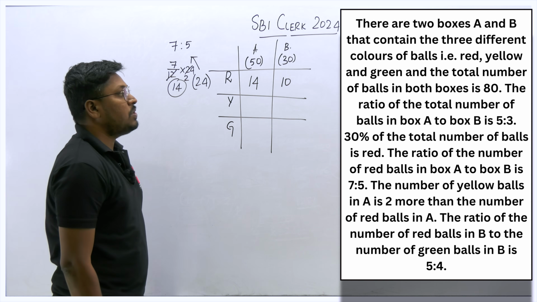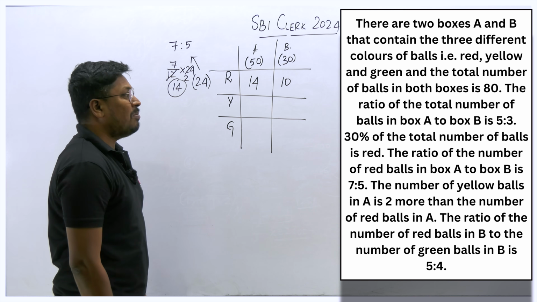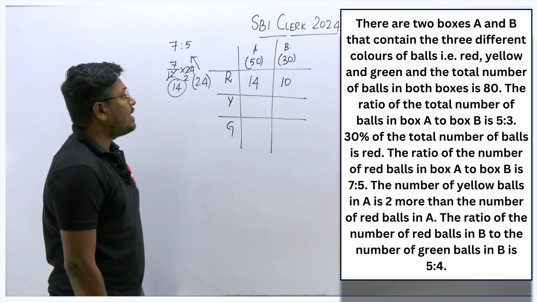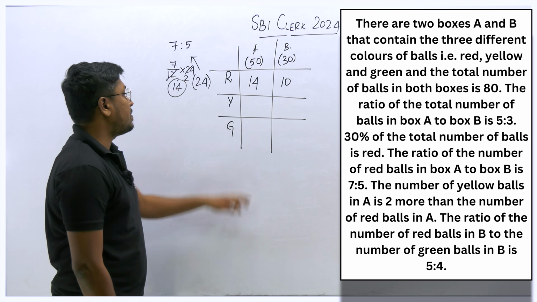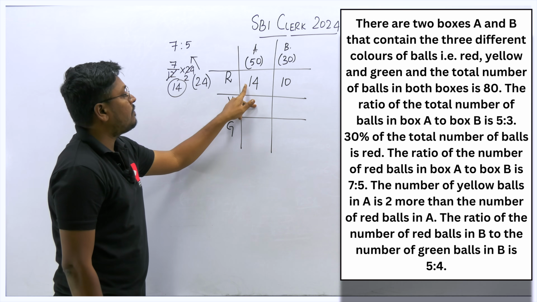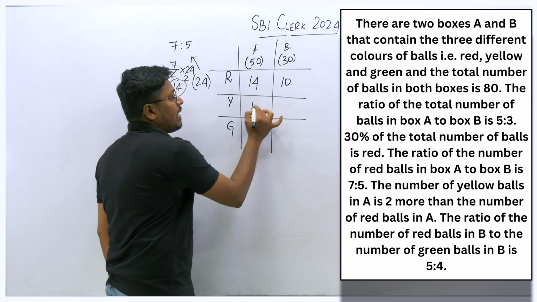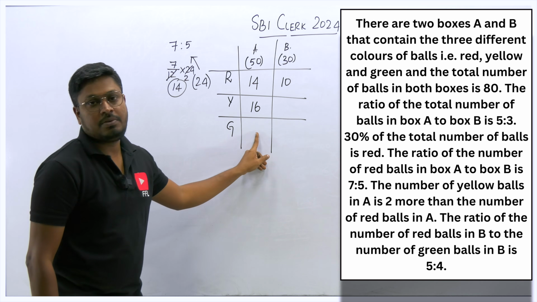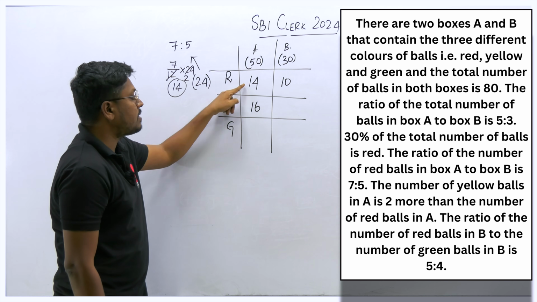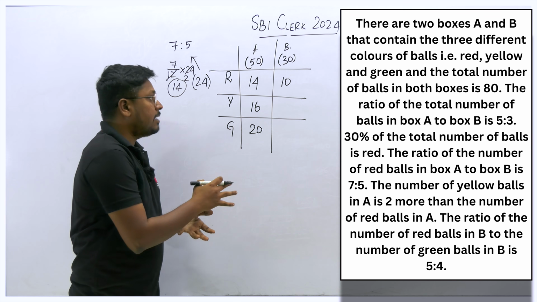Next, the ratio, okay, we have read that previously. Next point: the number of yellow balls in A is 2 more than the number of red balls in B. Okay, so what they are saying is the number of yellow balls in A is 2 more than the red balls from A. Already we know that is 14, so if it is 2 more, this value will be 16. And finding this value will also be easy now. Why? Because we know the total number of balls is 50. So out of 50, we have found 2 values. This will be 30, so the resultant will be 20. So 20 will be the total number of green balls in box A.